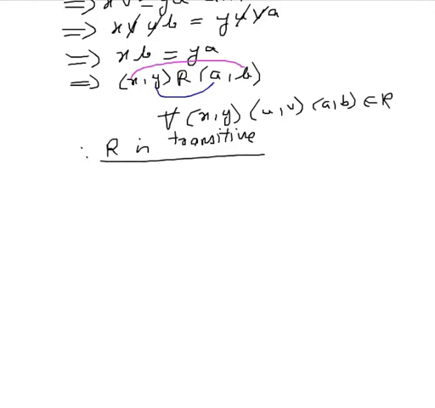So we have proved that it is reflexive, symmetric and transitive. Therefore, R is an equivalence relation.